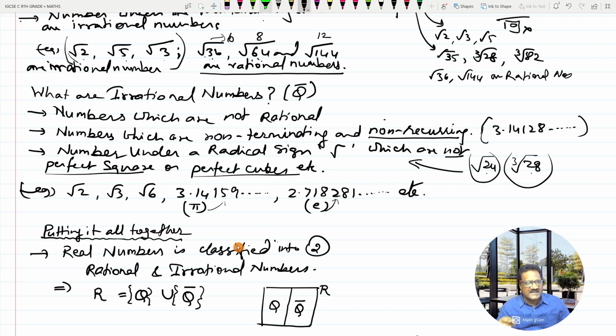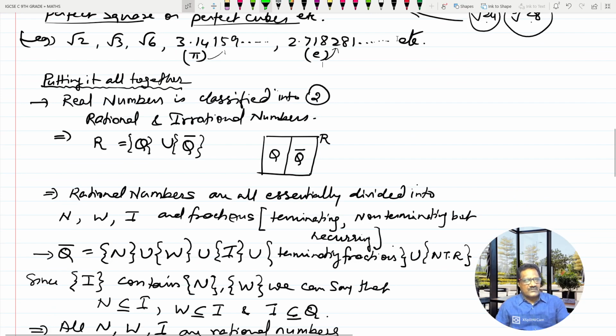Now putting all this together, let us see what happens. Real numbers can be classified into two main categories, that is rational and irrational numbers. So when you compile everything and put it in one bag, suppose you have a lot of rational numbers and a lot of irrational numbers, you put them in a bag, that bag will be called a real number bag. So what are real numbers? Real numbers are all numbers which are rational as well as irrational. Real numbers are denoted by R, and are the union of rational numbers and irrational numbers.